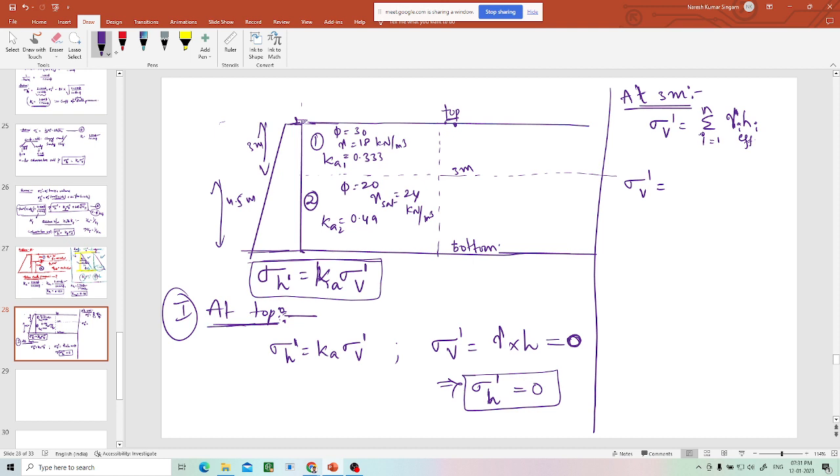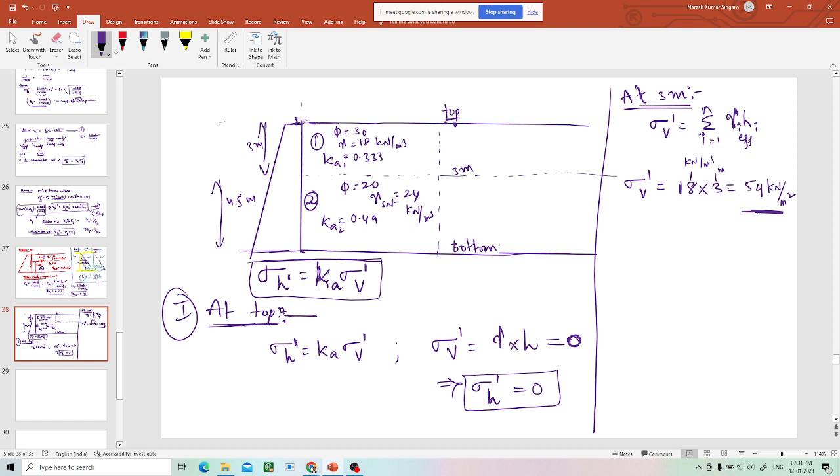So what should I write now? Gamma into h. Which gamma should I take? 18, the gamma dry, 18. Gamma 18 multiplied by 3 height. So how much is it? 54. See, this 18 is kilonewton per meter cube and this 3 is meter. So this is nothing but kPa. Now I got the sigma v dash value.